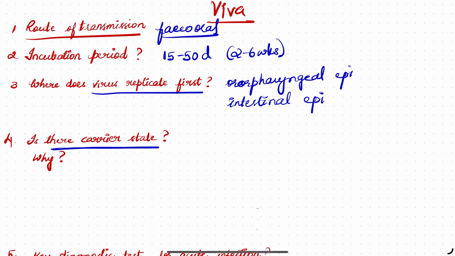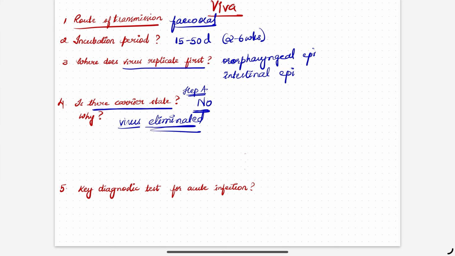Is there a carrier state for this hepatitis? No. Hepatitis A is usually self-limiting, so there is no carrier state because the virus is eliminated completely by the host immune system. The key diagnostic test for acute infection in hepatitis A is IgM antibody of hepatitis A virus. IgM for hepatitis A virus is the key diagnostic test, tested in the serum.